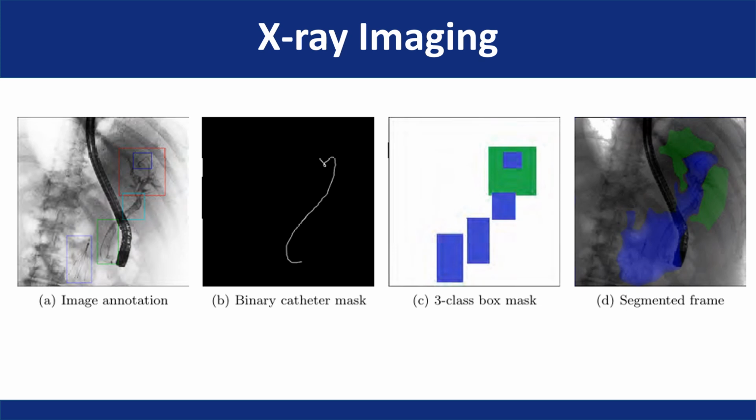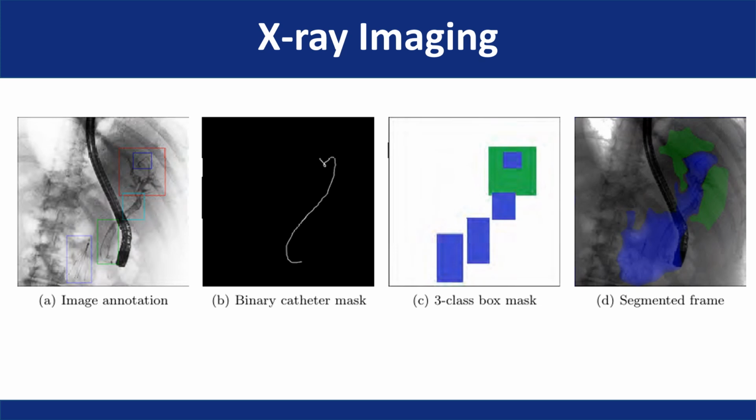Annotation. Subfigure A shows how fluoroscopic images are annotated with key features, such as catheters, guide wires, and contrast regions. This ensures the AI understands the structures critical to the procedure. Binary mask. Subfigure B converts this annotation into a binary mask, isolating catheter bodies with high precision. This step is crucial for ensuring the AI prioritizes objects of interest. Three is tri-class mask.